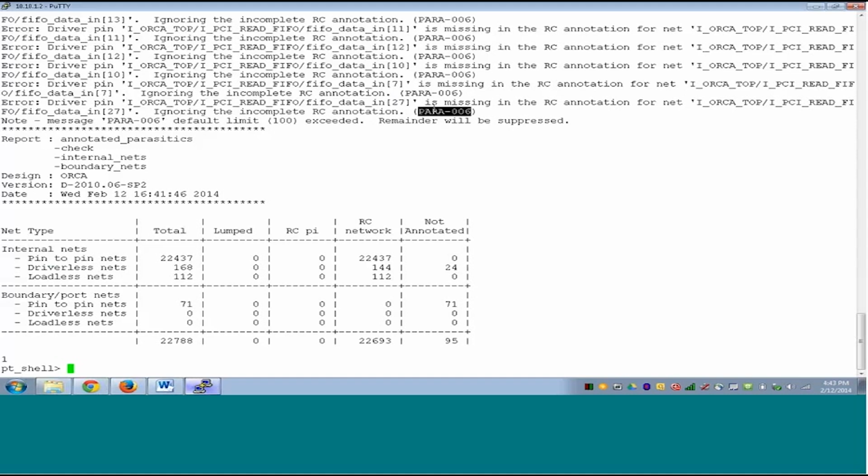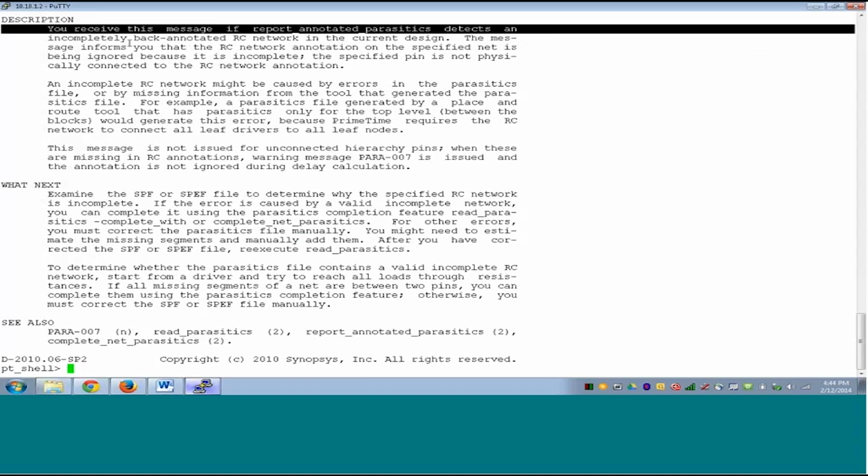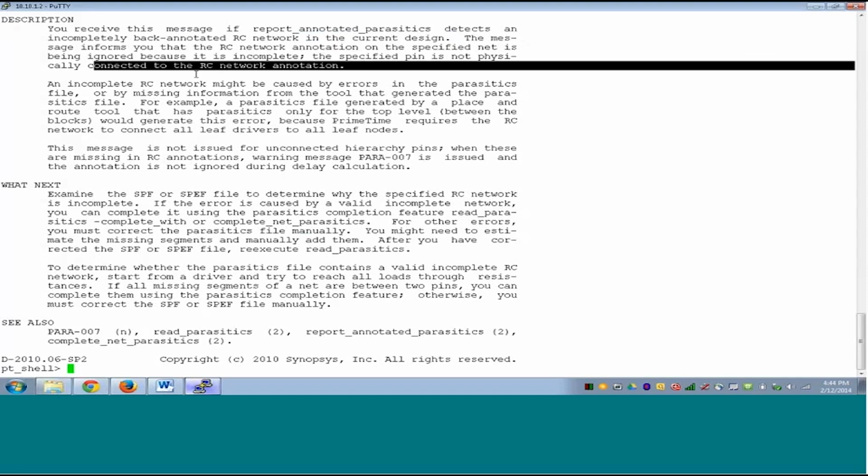Let's look at a particular message. You can look at what it means by doing a man on this. It tells us that you receive this message, which informs you that the RC network on a specified net is ignored because it is incomplete. The specified pin is not physically connected to RC annotation. So you probably have to debug this and make sure that it's okay to ignore. There are many errors and warnings that you can waive, but only after careful checking, right?